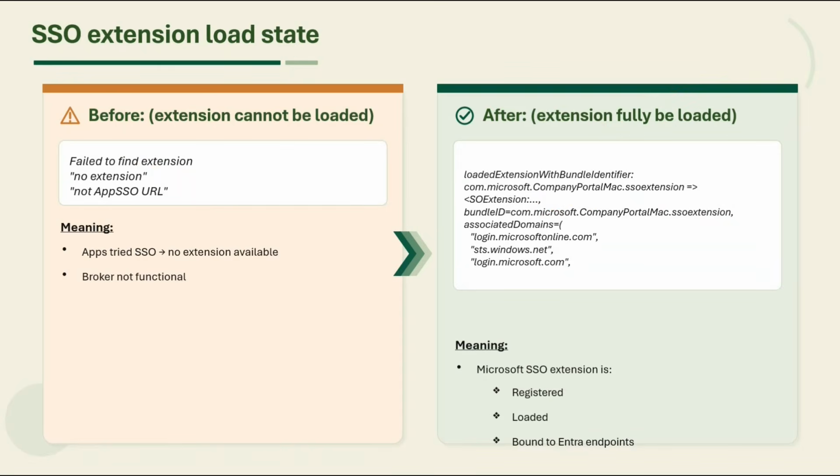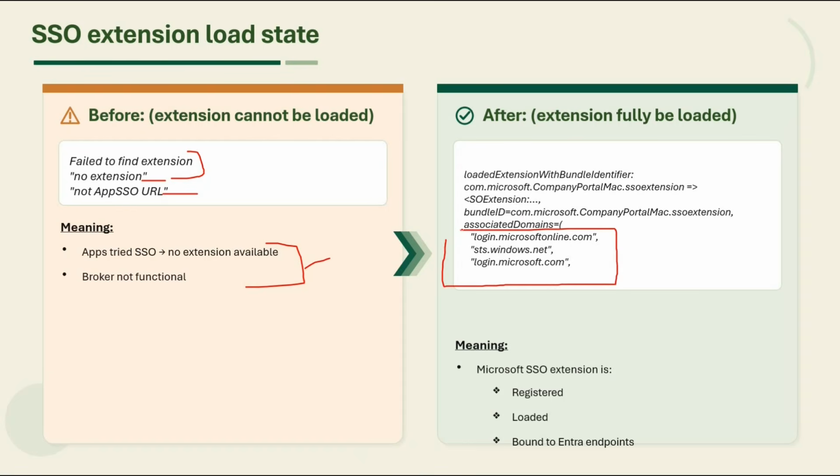Okay, moving on. What are the other important things that we can see in the logs? In the same logs, we could see that there was no app SSO URL that was found. There was no extension. It failed to find any extension. Okay, and the broker was not functional. However, after PSSO registration was done, you can now see all the URLs that are relevant.